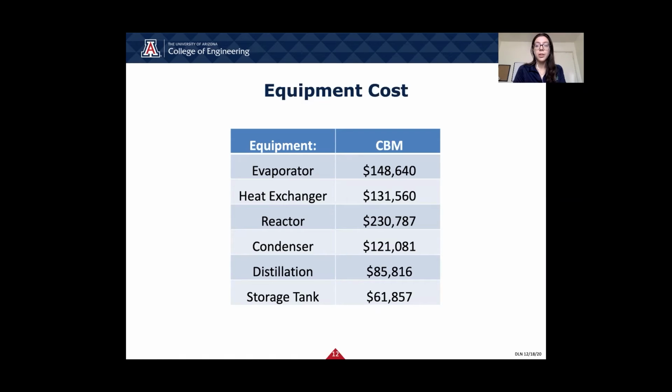Here's a summary of the bare module cost of each piece of equipment. This was calculated using the Guthrie method, with each cost including the direct and indirect expenses of purchase and installation. As you can see, the most expensive piece is the reactor due to the cost of catalyst pellets and reactor insulation.